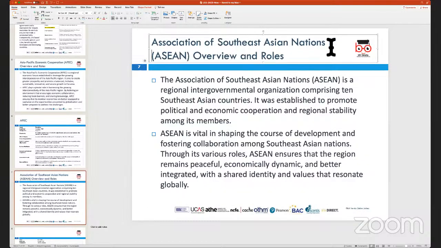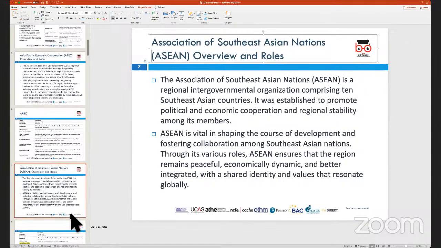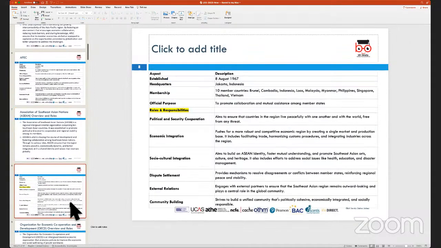Then we talk about ASEAN, the Association of Southeast Asian Nations. ASEAN is one such organization focused on helping to develop trade. Again, it does the same things as APEC or the WTO, but focused only on the countries which are signed up as members of ASEAN as a group. This association was established in 1967, headquartered in Jakarta, Indonesia. And there are 10 member nations which form this pact.